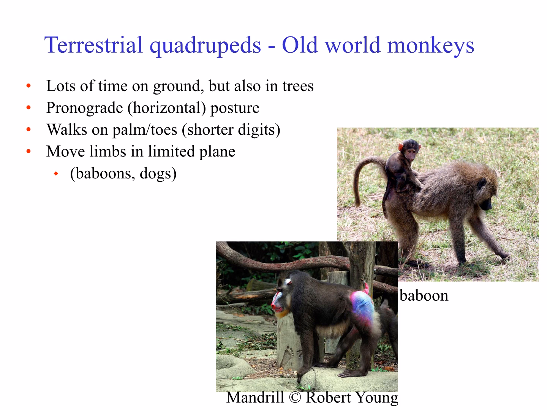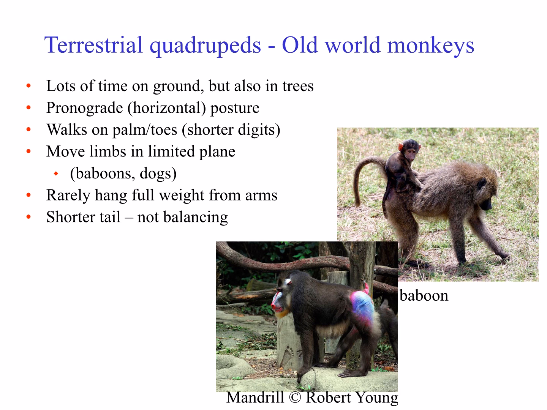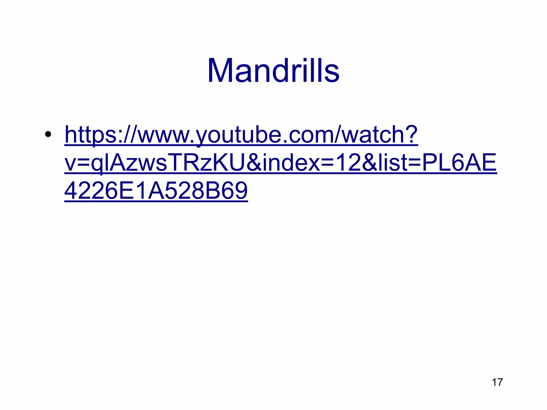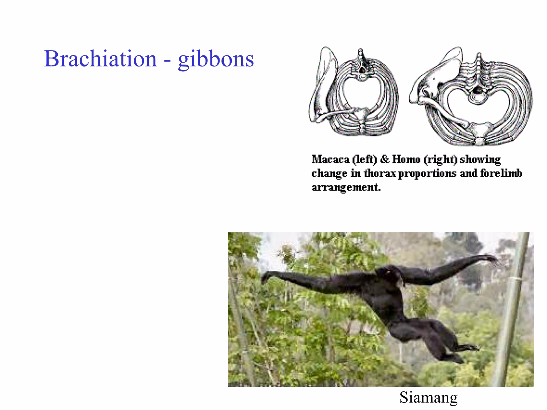They move limbs in a limited plane. They rarely hang full weight on their arms. They have a shorter tail because they do not need that tail in order to balance as they're moving on the ground. They have a barrel-shaped ribcage. And here's a video of a mandrill.